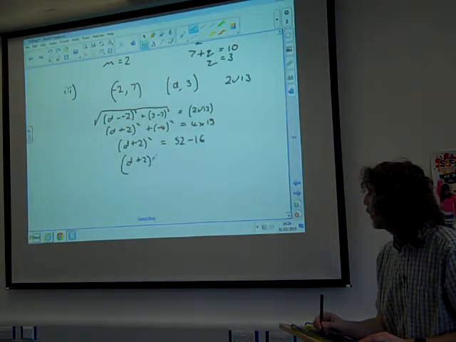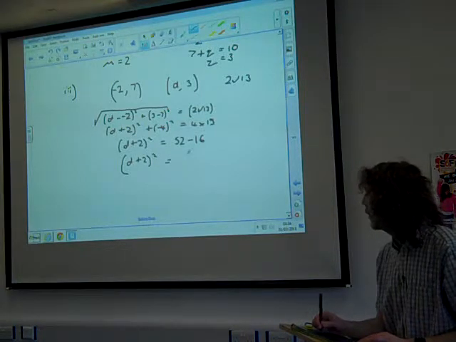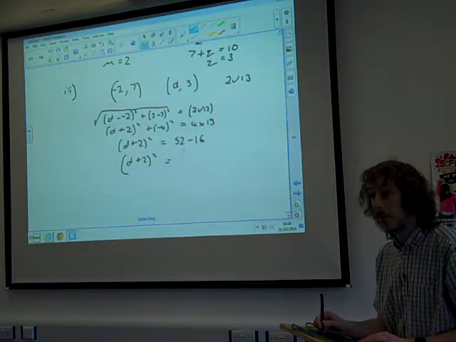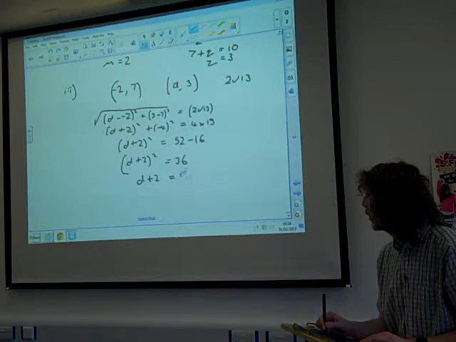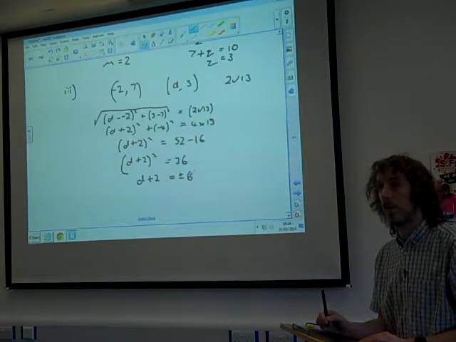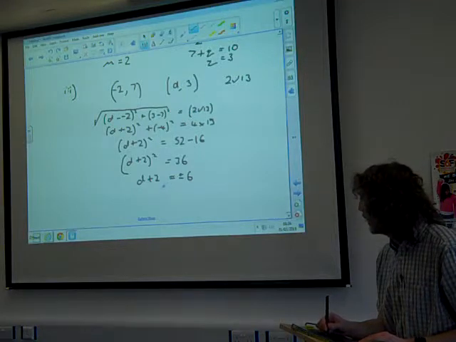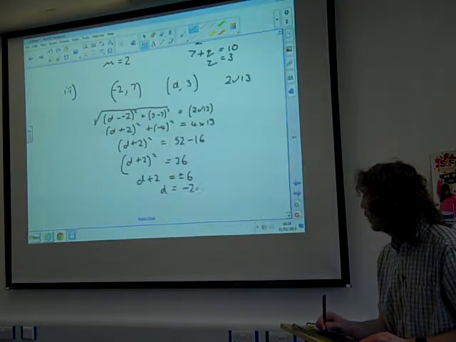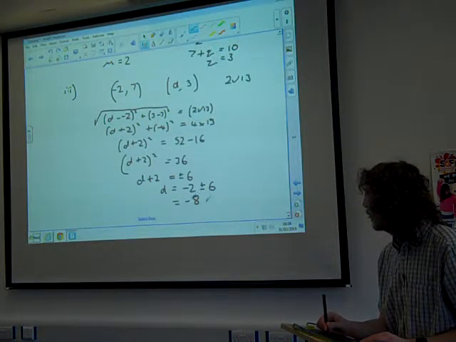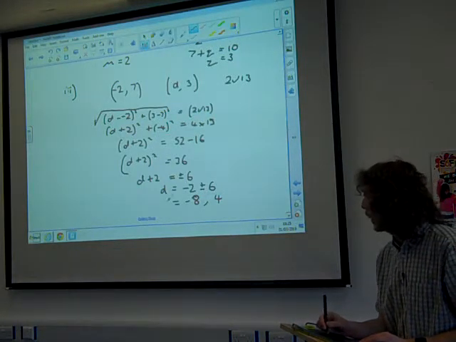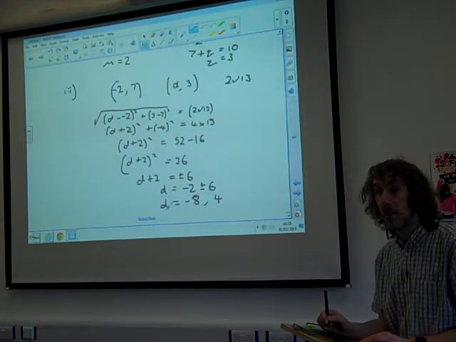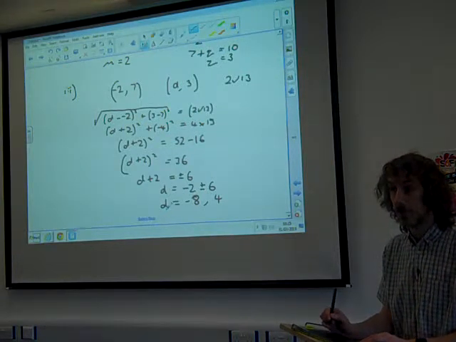So d plus 2 all squared is 36, which gives me d plus 2 is plus or minus 6 at the square root. And so d is minus 2 plus or minus 6, which gives me minus 8 or 4 as my two answers. And there we go. We've done it that way, which isn't a bad thing to do for 4 marks.